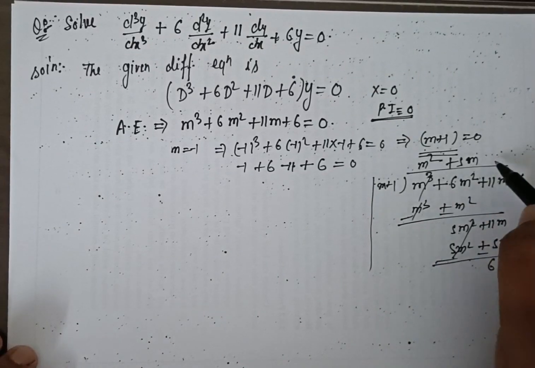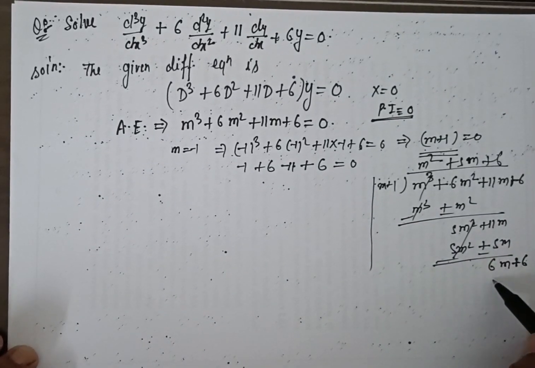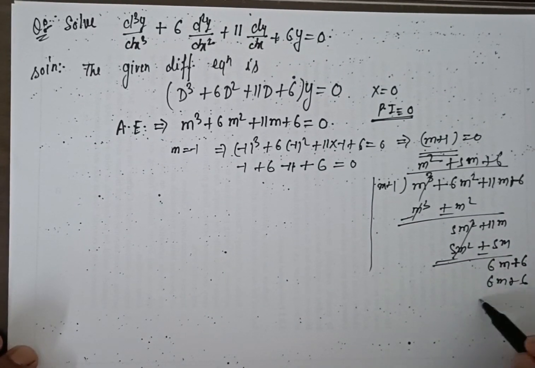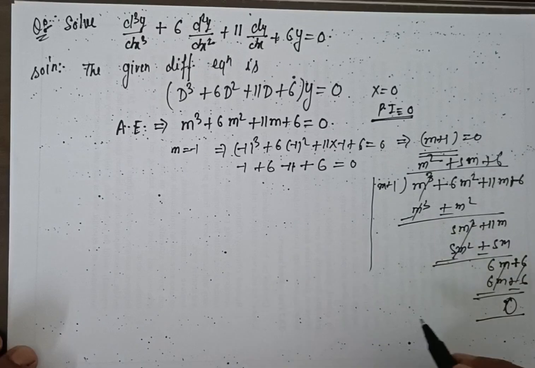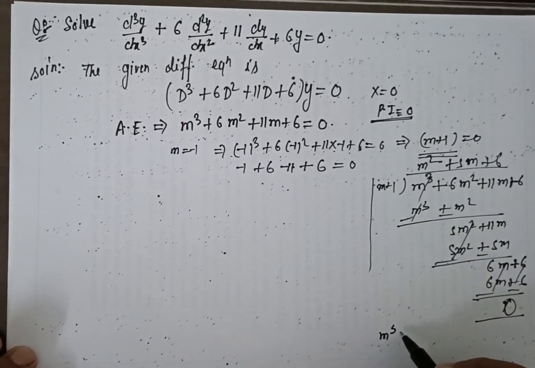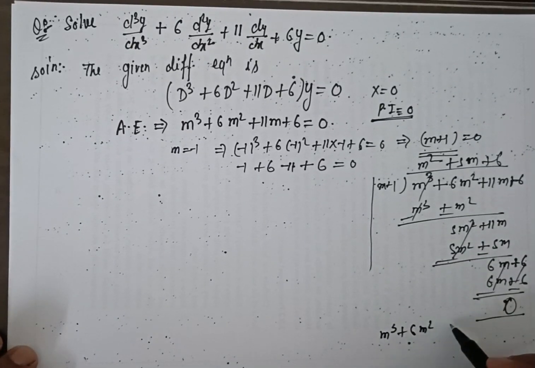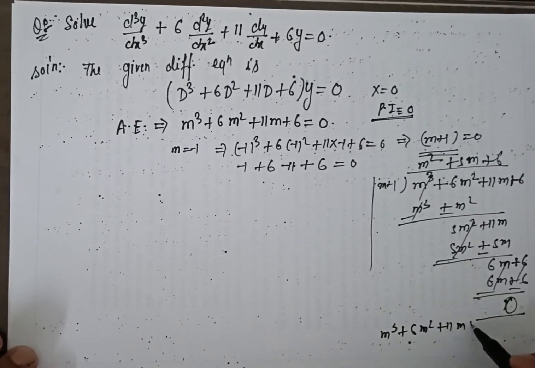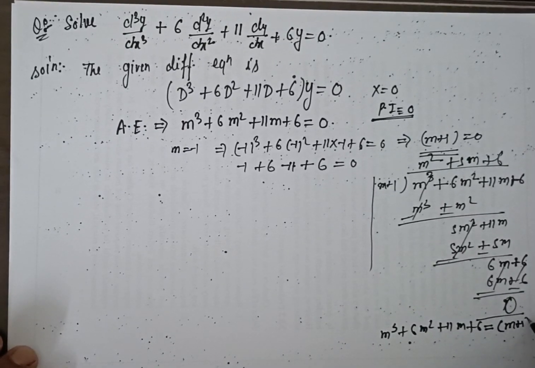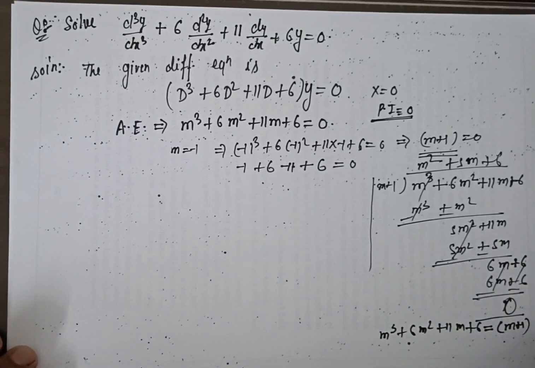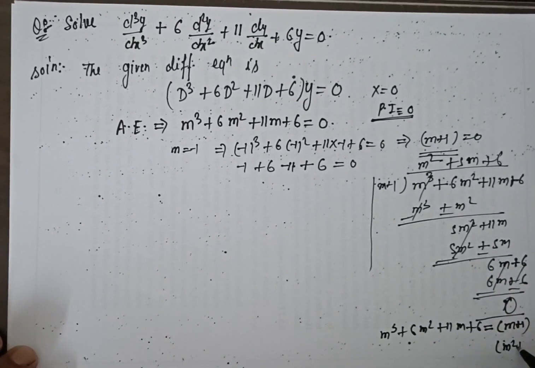Okay, now multiply by 6 here, so you will get 6m plus 6. Then minus, it is cancelled out and we have the remainder 0. So this polynomial, m to the power 3 plus 6m square plus 11m plus 6, can be written as (m plus 1) into (m square plus 5m plus 6).